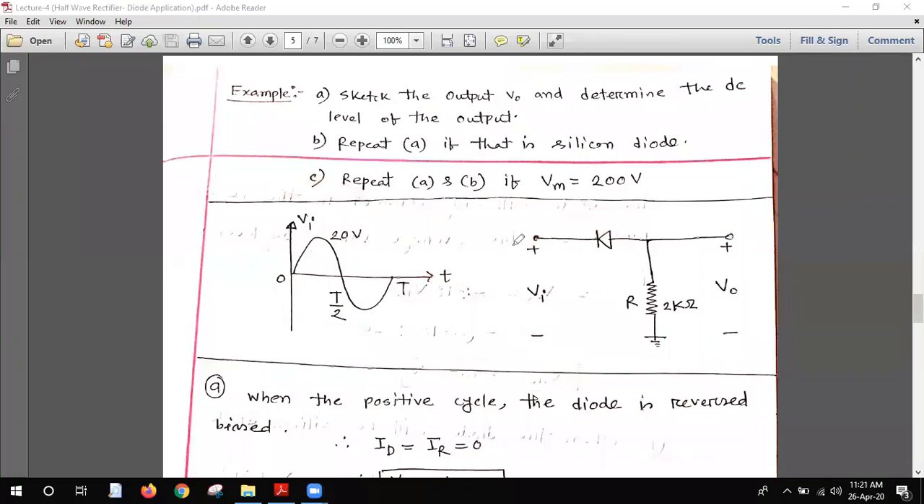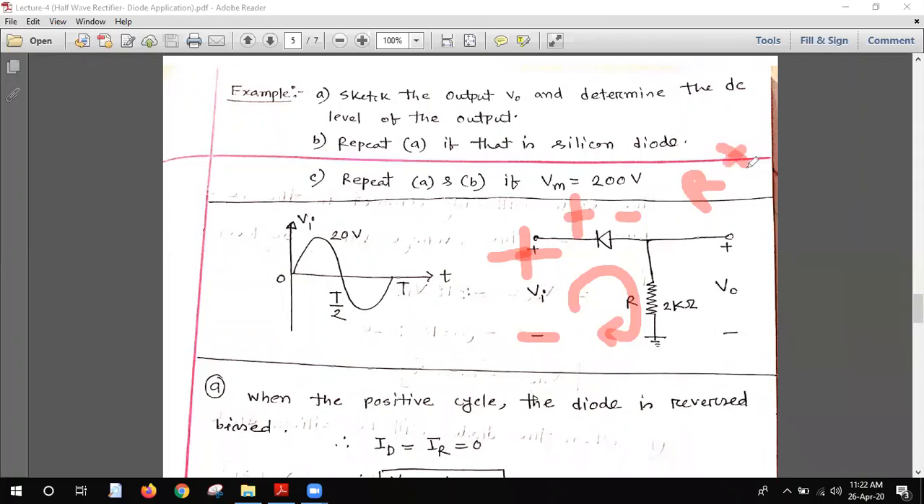Before discussing the questions, let me discuss first things first. In the positive cycle, the input is plus here and negative here, so the current will flow in the clockwise direction. And you see the diode. This is an ideal diode, students, not a silicon diode. When the current flows, this becomes positive and this becomes negative. You see that the P is minus, the N is plus. So this is reverse biased. In the positive cycle, it is reverse biased.